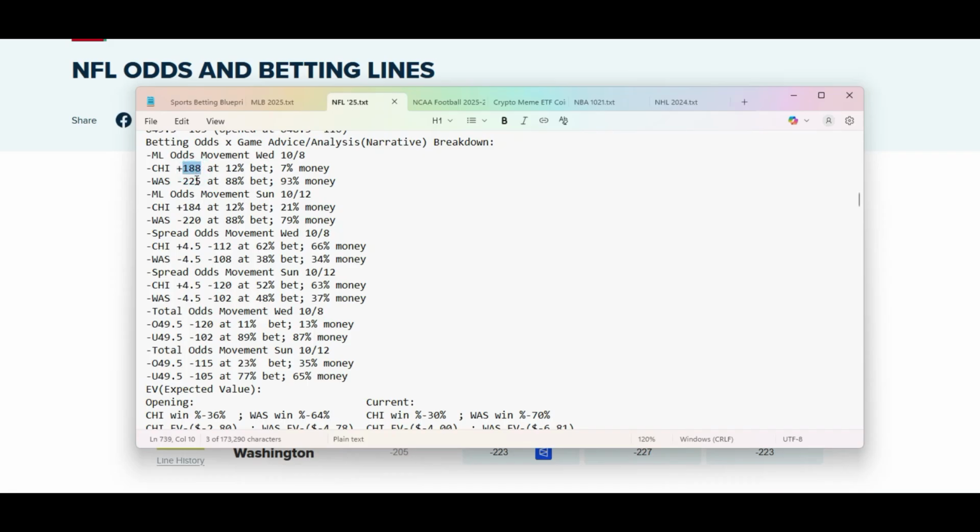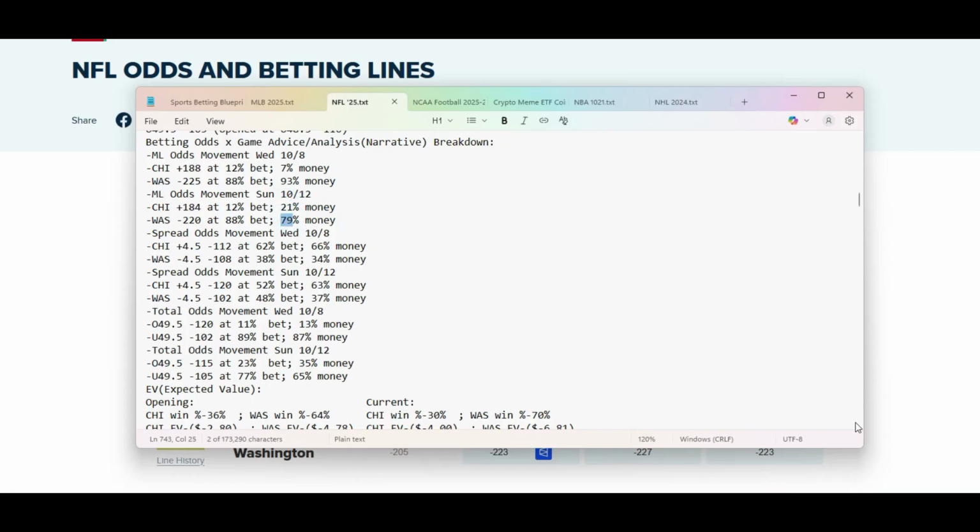Let's go over where they were on Wednesday. Plus 188 to minus 225, Chicago to Washington on the money line movements. 12% of the betting in favor of Chicago, 7% of the money in favor of Chicago. So Washington's getting 93% on Wednesday. That has changed to plus 184 for Chicago on Sunday, October 12th, to minus 220 for Washington. Same betting percentage, 12 to 88, but the money percentage is different, 21% going with Chicago, 79% going with Washington.